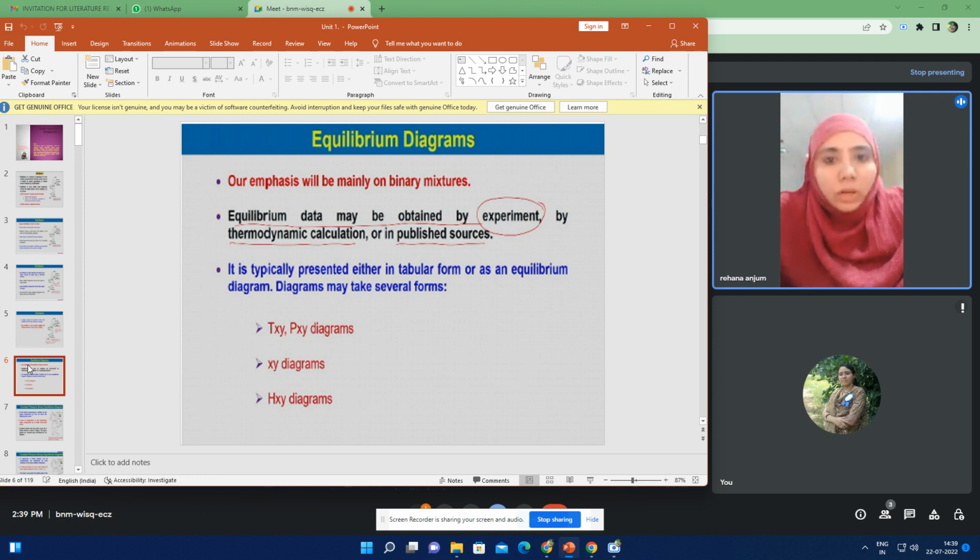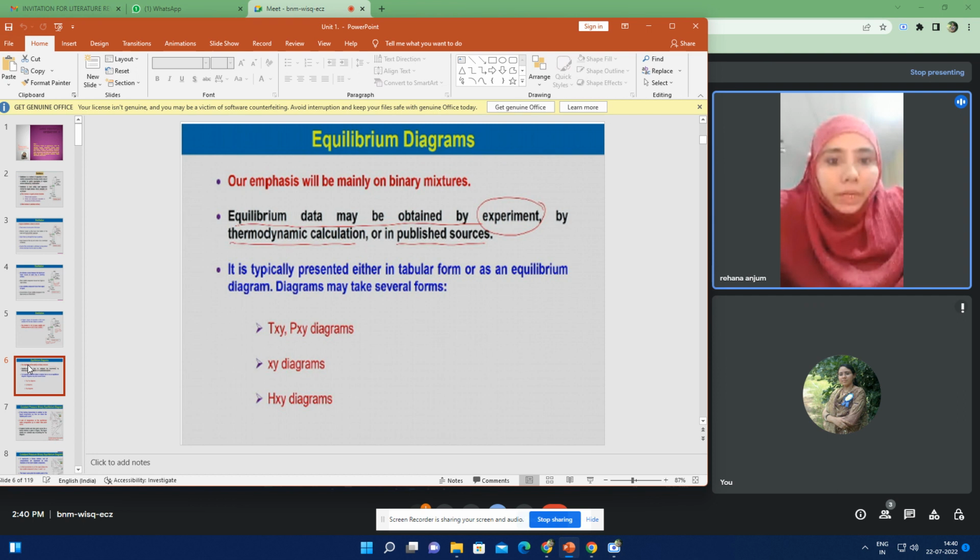In order to solve the equilibrium stage problem, the vapor liquid equilibrium and the physical properties of the system are essential. So one is the vapor liquid equilibrium data, VLE, and the other is the physical properties of the system. These two things are required to solve equilibrium stage problems. The distribution of a component in two phases is governed by the vapor liquid equilibrium relation.